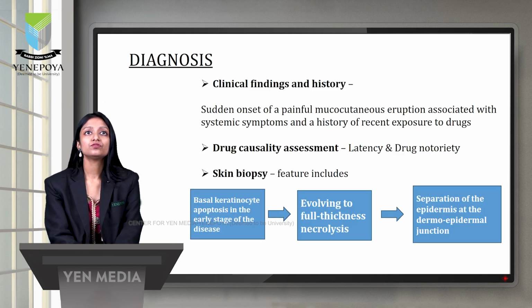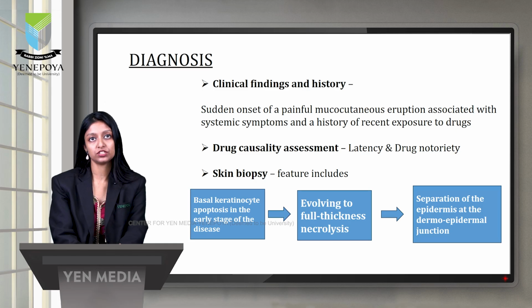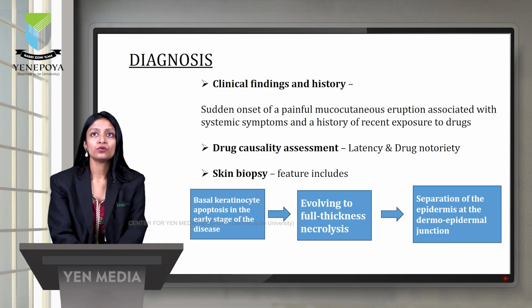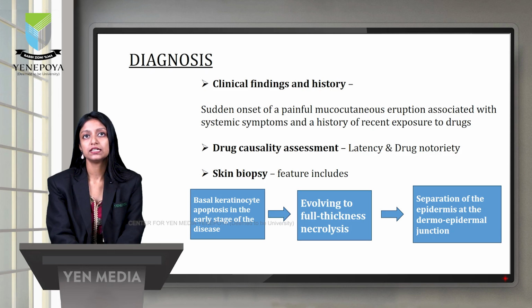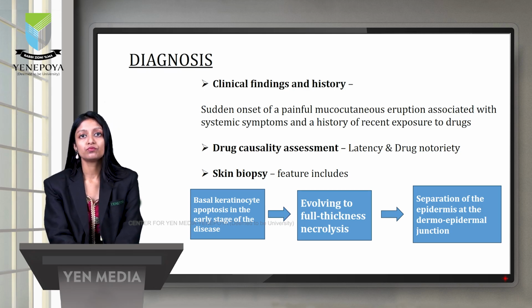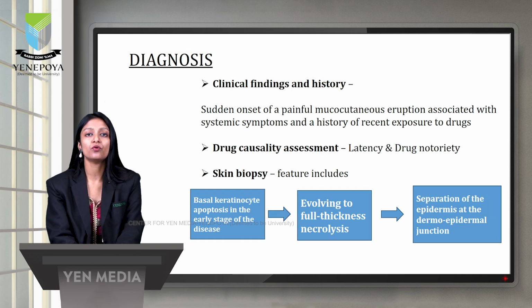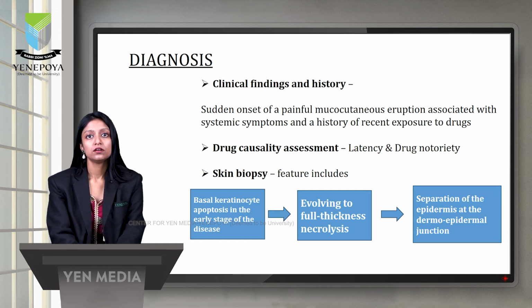So coming to the diagnostic part, clinical findings and history, there will be a sudden onset of painful mucocutaneous eruption associated with systemic symptoms and history of recent exposure to drugs. Then we will be doing drug causality assessment like drug latency and drug notoriety. So we will be doing a background check on whatever drugs have been given and what the previous interactions with such drugs were, to have a clearer understanding of the problem.